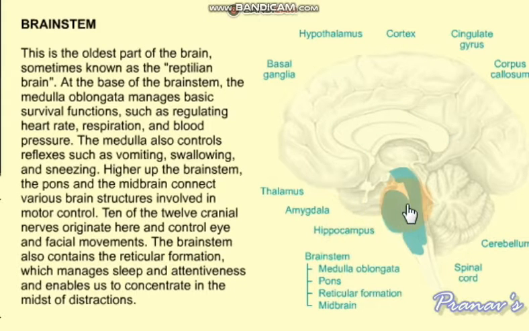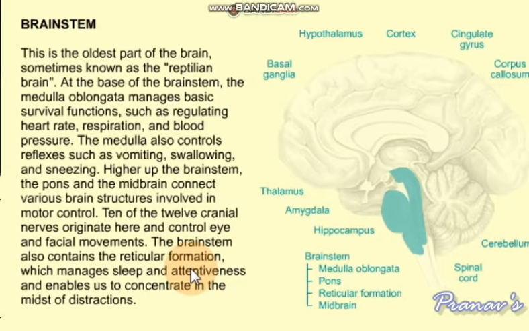Then we have the brainstem. This is the oldest part of the brain, sometimes known as the reptilian brain. As we are evolved beings, we evolved from lower animals. Now we are higher animals. At the base of the brainstem, the medulla oblongata manages basic survival functions such as regulating heart rate, respiration and blood pressure. The medulla also controls reflexes such as vomiting. Vomiting is a reflex action. Swallowing is also a reflex action, and sneezing is also a reflex action. We will discuss reflex action later.